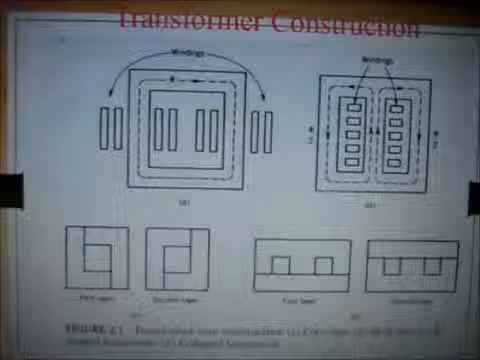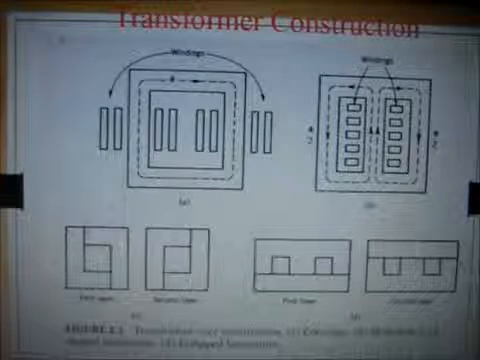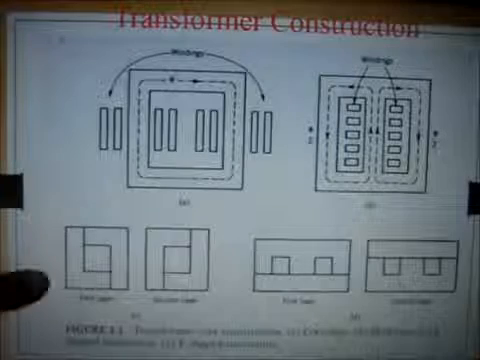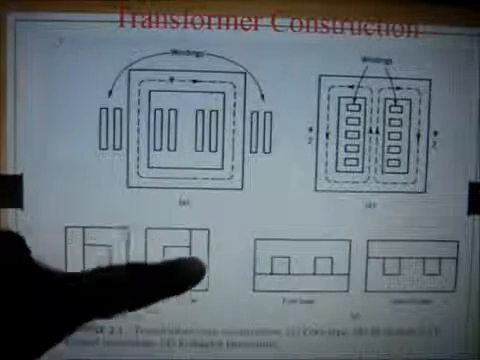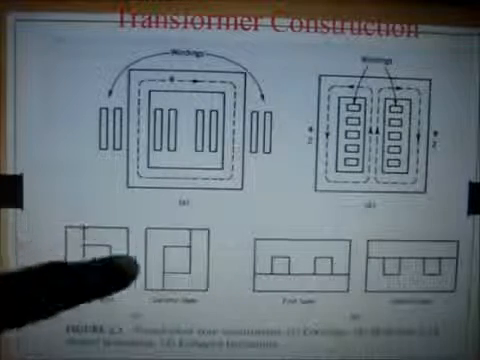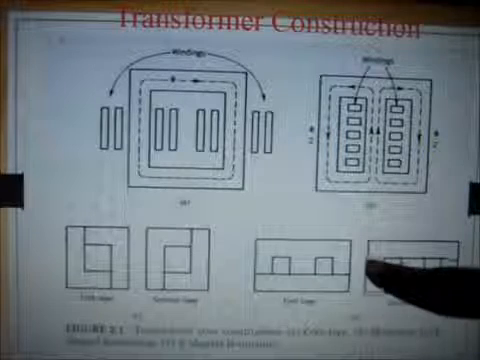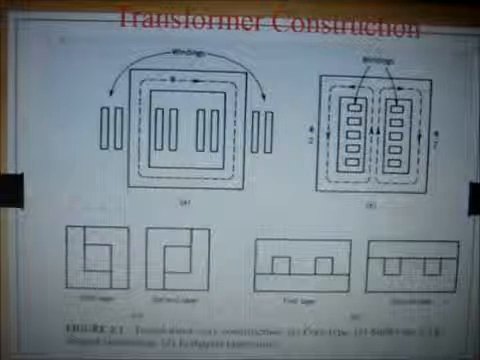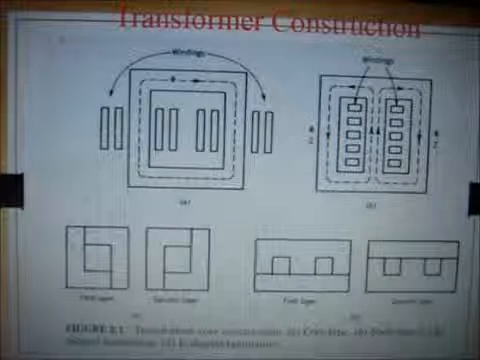Now there are various ways of laminating to reduce the eddy current loss. Here some of the pictures are shown. This is known as the L-shaped lamination, and this is known as the EI-shaped lamination. You can see here that is E and this is I. So these two types of laminations are basically used to reduce eddy current loss.